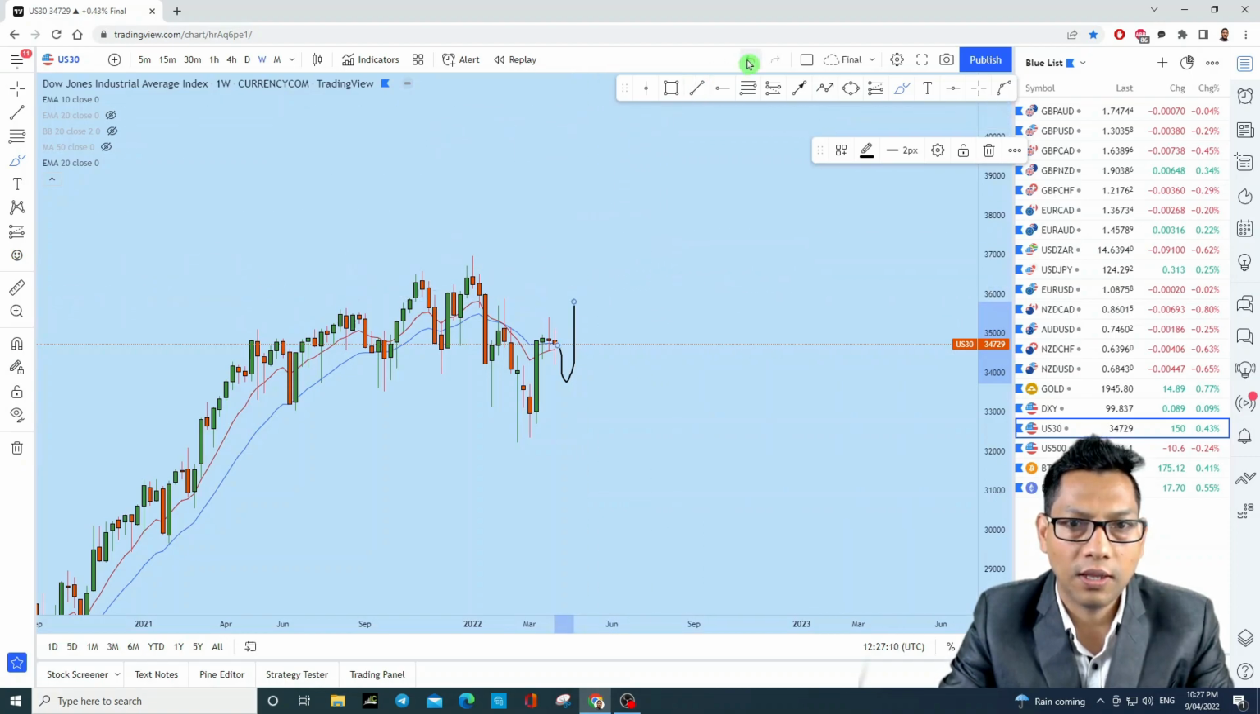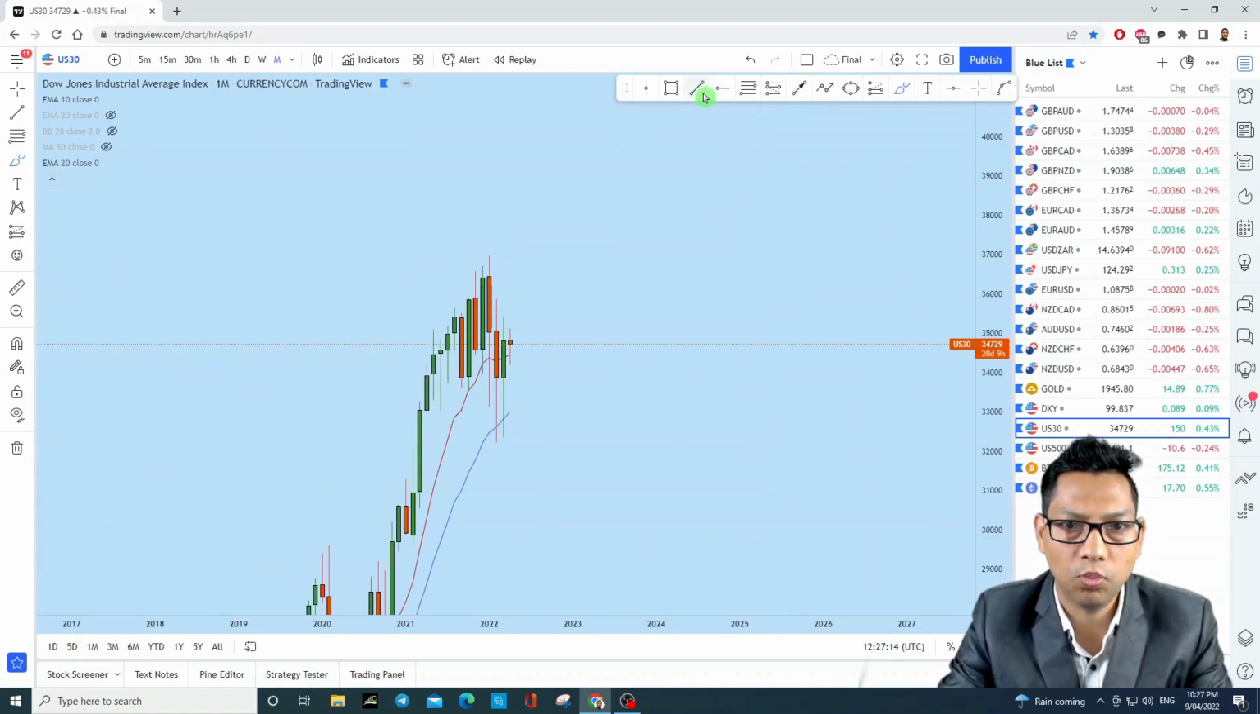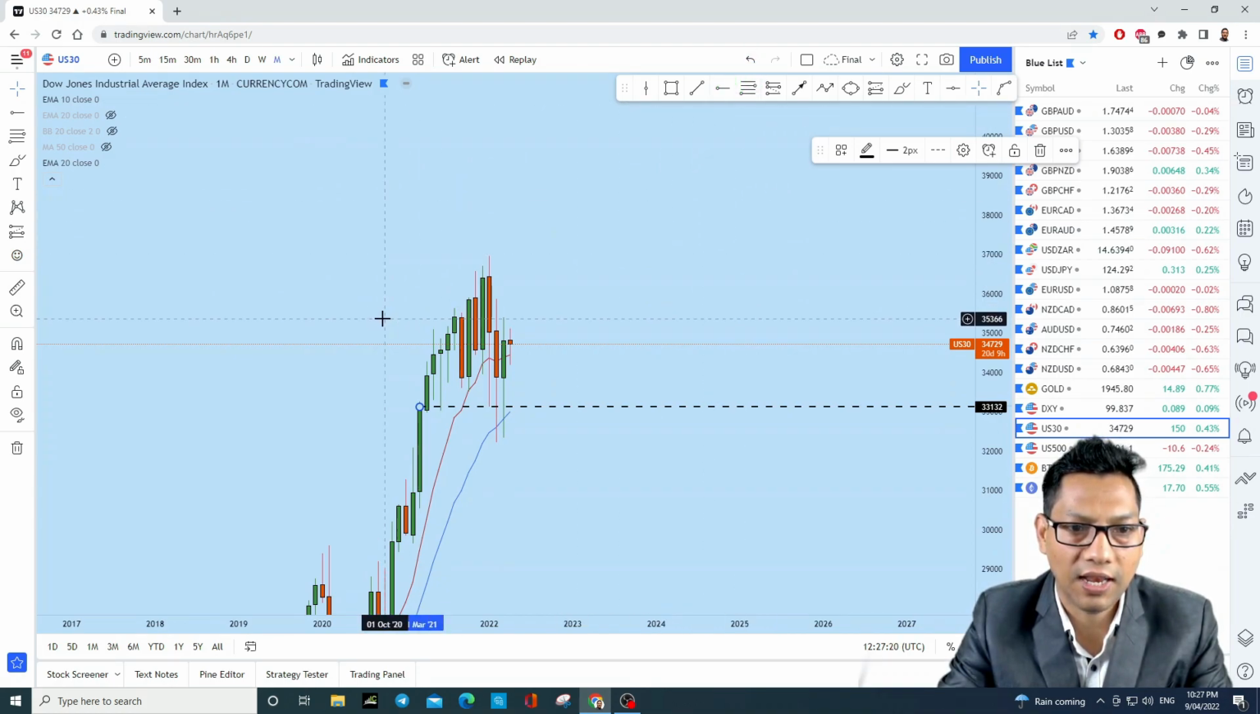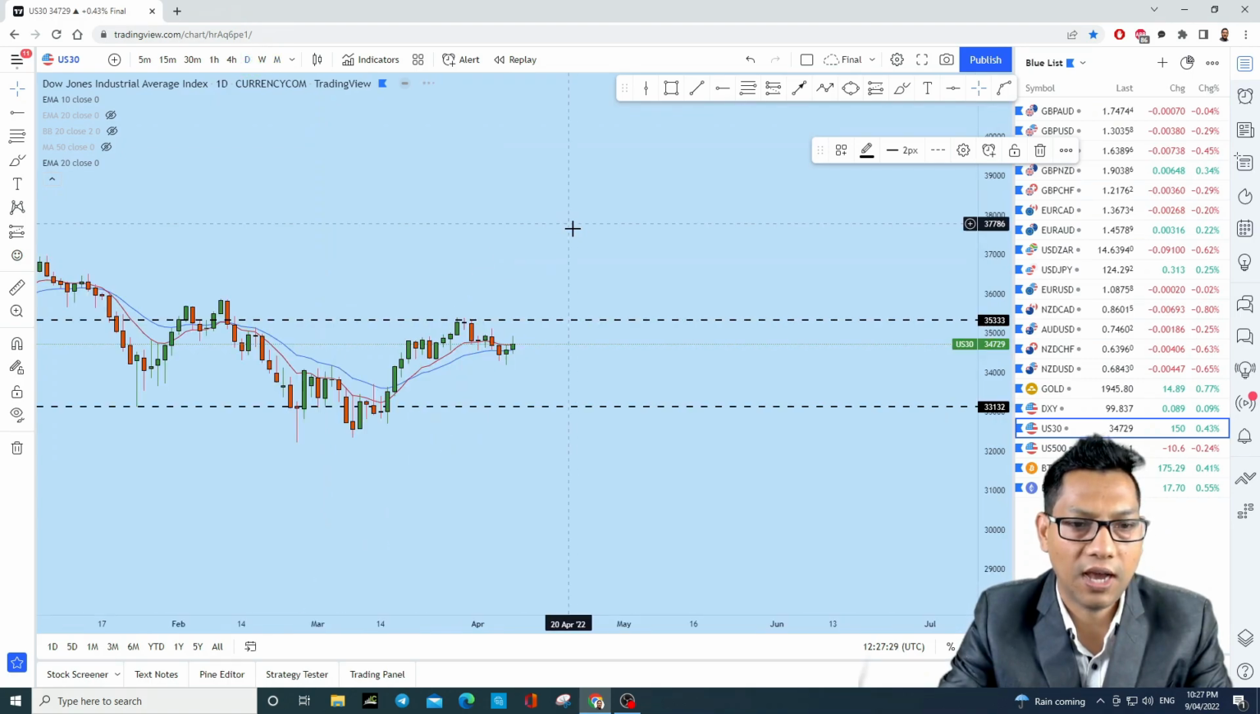So let me draw this monthly level, so you know where it could go up and down. I think this is the low level and this is the high level where this index will move up and down. So let me draw it. Let's see now how the daily looks.